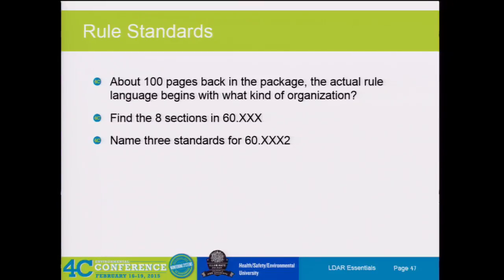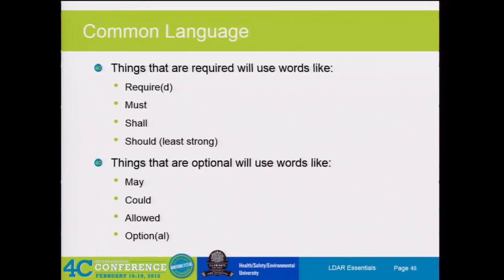So about 100 pages back in the package, the actual rule language begins. Find the 8 sections in 60 subpart something. Name the 3 standards in 60 XXX2. So we'll get to that in just a minute.